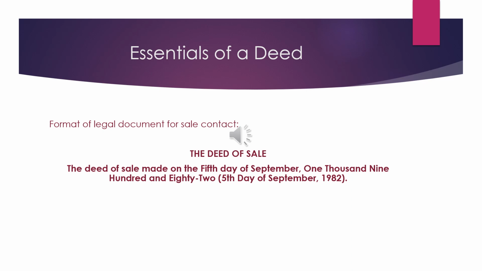Therefore, in the legal document for sale contract, you will look at this way. First of all, you have to write down the name or description, that is the deed of sale, and then you will write the date. Date, that is the deed of sale made on the 5th day of September 1982.